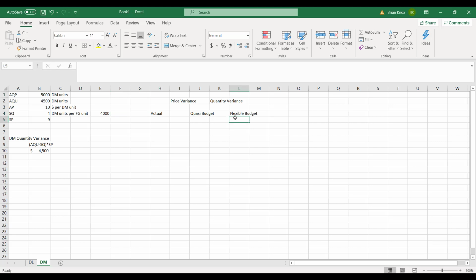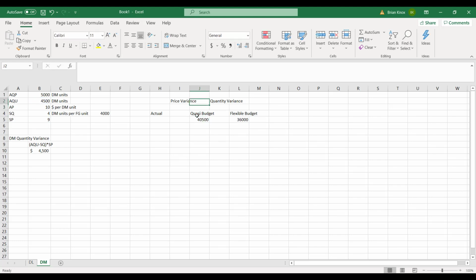Well, we're not going to do that. We're smarter than that. We know what the right amounts are here. Our flexible budget is standard quantity times standard price. Our quasi budget here is the actual quantity used times the standard price.